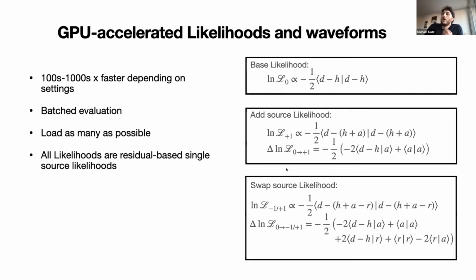When we are proposing a new point for a point that already exists, so we're not adding a source but taking an existing source and updating it, that's effectively the same as removing the old source from the data and adding in a new source. That's how you can see here we have H plus A minus R to represent this changeover of the waveforms. After you do everything out till the end, you'll find once again that all of these inner products are single source inner products that are extremely, extremely fast. This is the underpinning that we use to design the rest of our sampling.